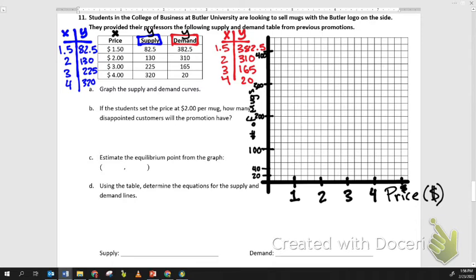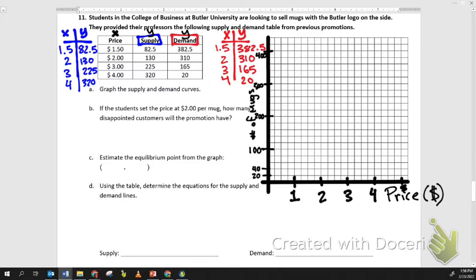Again, this is how I'm choosing to do it, to represent it. It doesn't only have to be this way. If you wanted to scale it a little bit differently, as long as you have most of the information, that'll be okay. But now that we have our graph labeled, we can go ahead and plot our points.